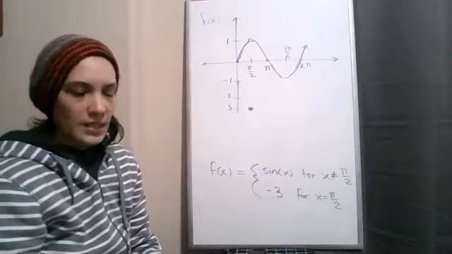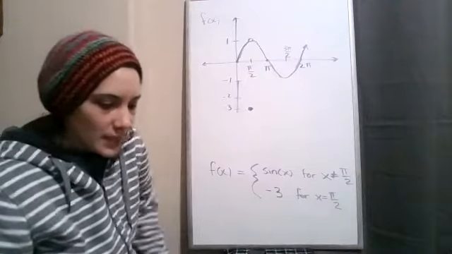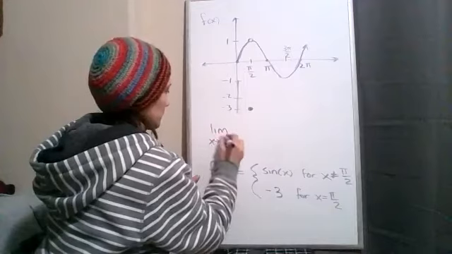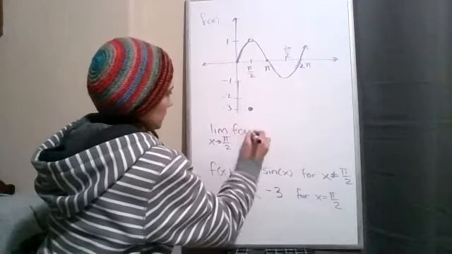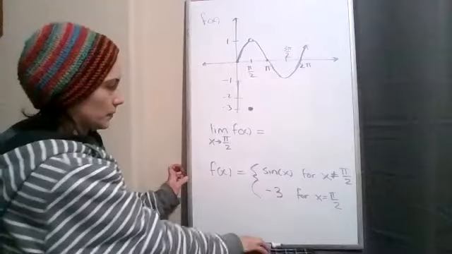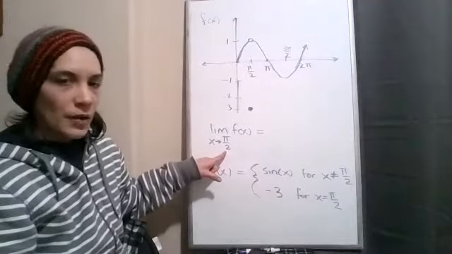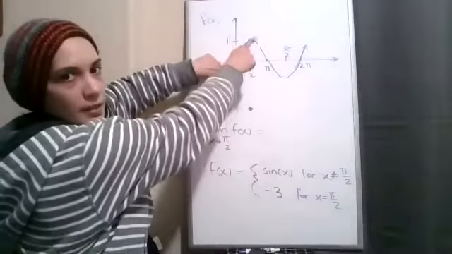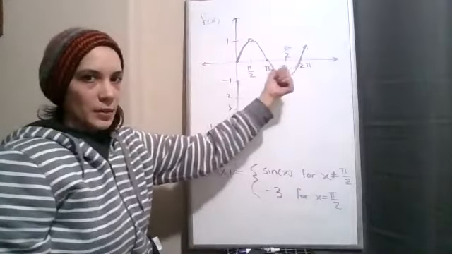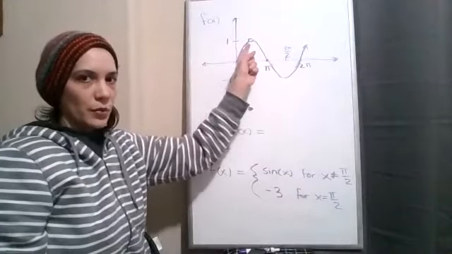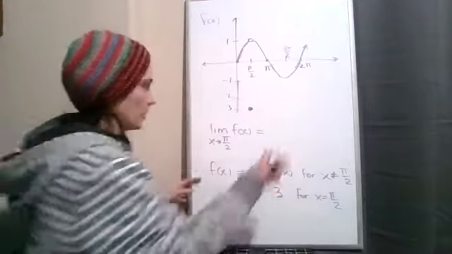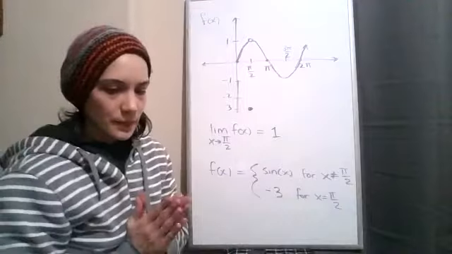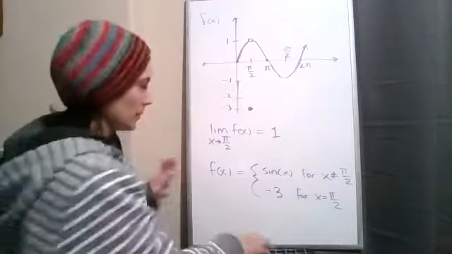So we're going to get the limit as x approaches pi over 2 of f of x. Okay, so you're approaching from the left side. X values go to pi over 2 from the left, f of x is going to 1. As x values go to pi over 2 from the right, outputs approach 1. So your limit equals 1.